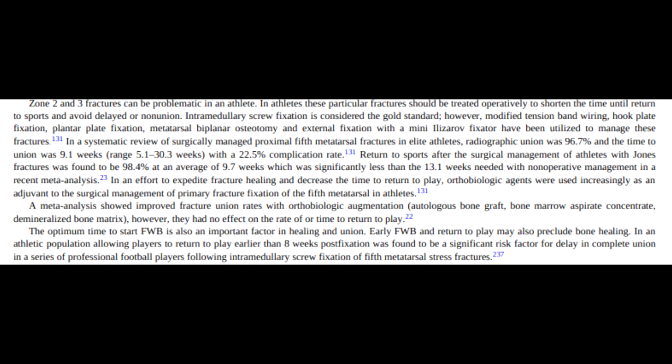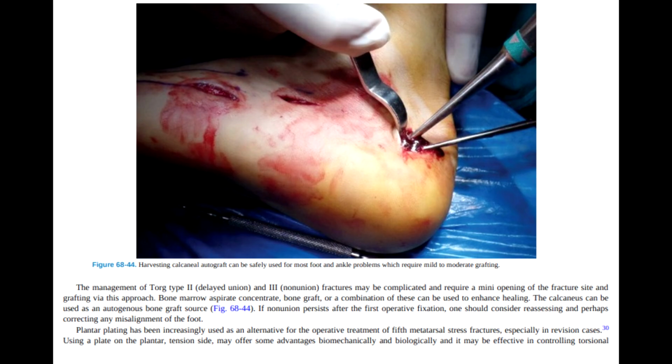Orthobiologic adjuncts such as autologous bone graft, bone marrow aspirate concentrate, or demineralized bone matrix may improve union rates, but they don't seem to change the time to union or the time to return to sport. Timing of full weight bearing is critical. Starting full weight bearing too early and pushing for an early return to play can jeopardize healing.